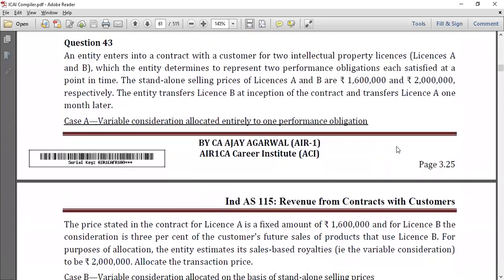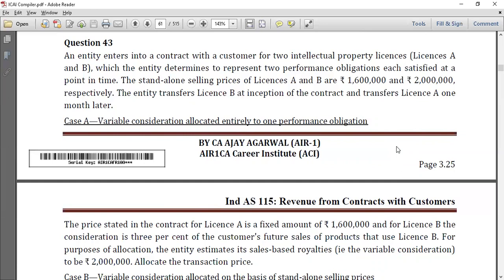Next, question 43. We'll do up to question 45. So here the 43rd question is: an entity enters into a contract with the customer for two intellectual properties, that is license A and license B.